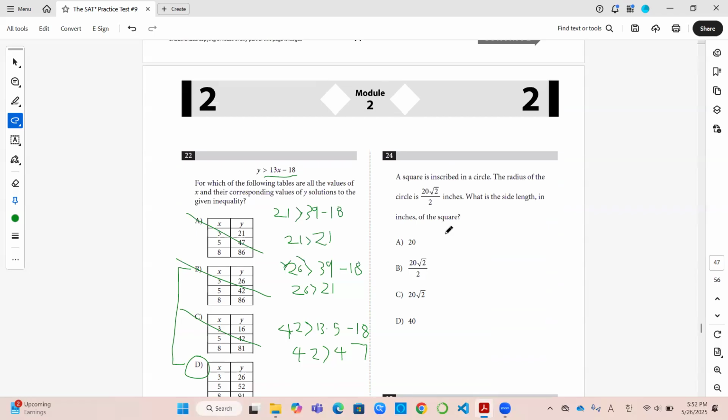Okay, another geometry problem. A square is inscribed in a circle. The radius of the circle is 20 over the square root of 2 inches. What is the side length in inches of the square? So when I say a square is inscribed in a circle, since I'm cutting the 360 degrees into 4 parts, this is going to be 90 degrees.